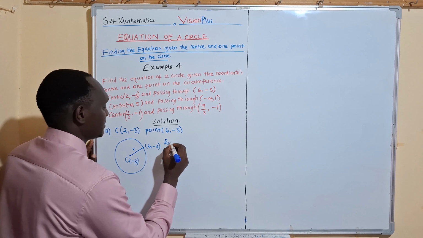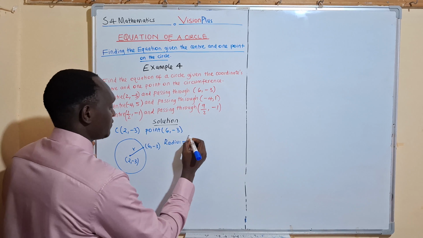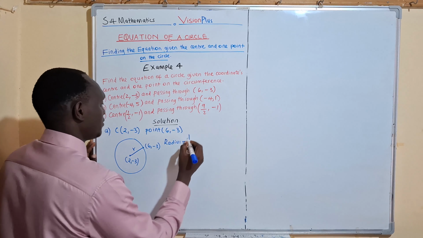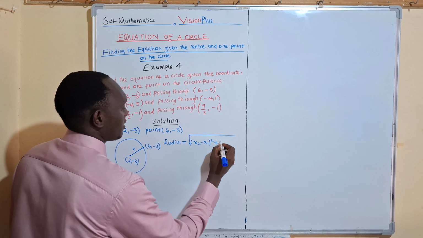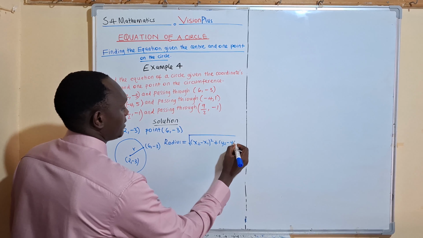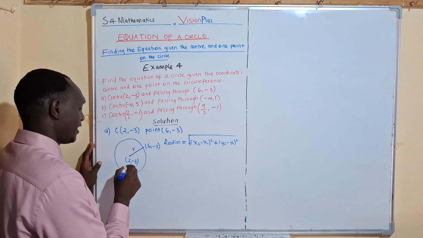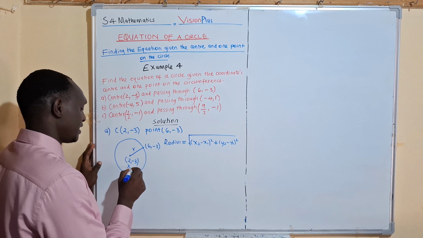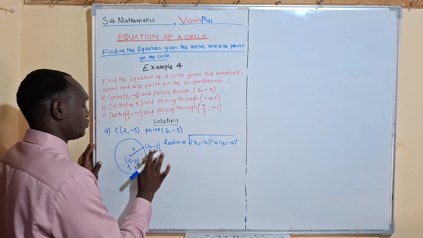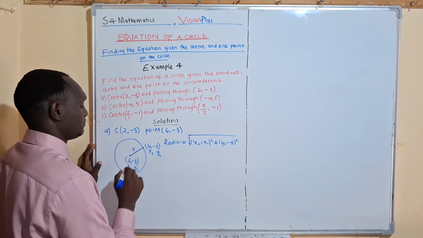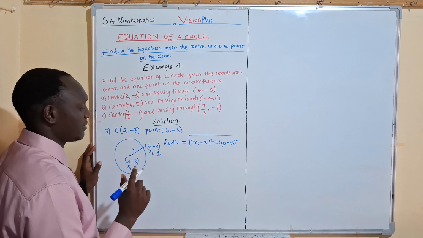So we are going to find the radius by using the formula of the length between 2 points, which is given by the square root of (x2 minus x1) squared plus (y2 minus y1) squared. What do we do here? We come and name. I've chosen to name the center x1, y1, and the circumference x2, y2. But you can say x2, y2, x1, y1. We shall have the same answers.